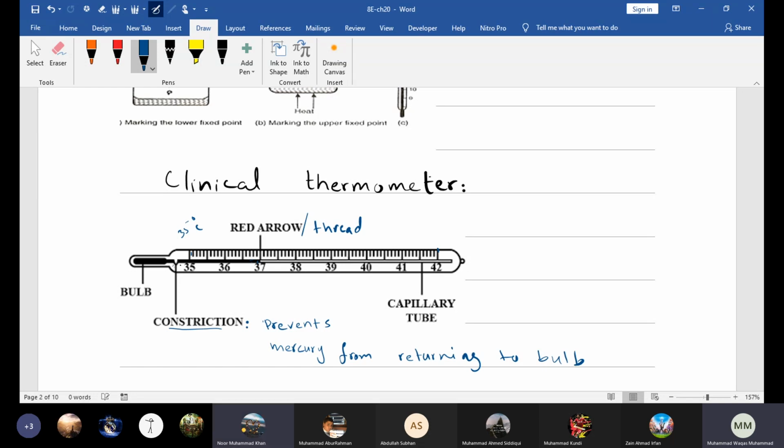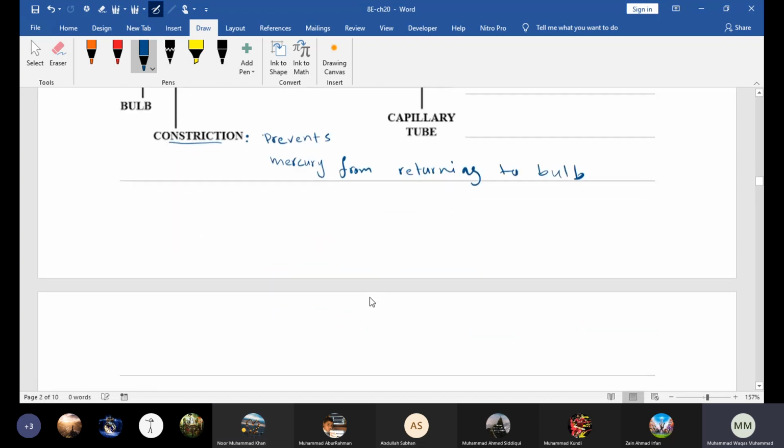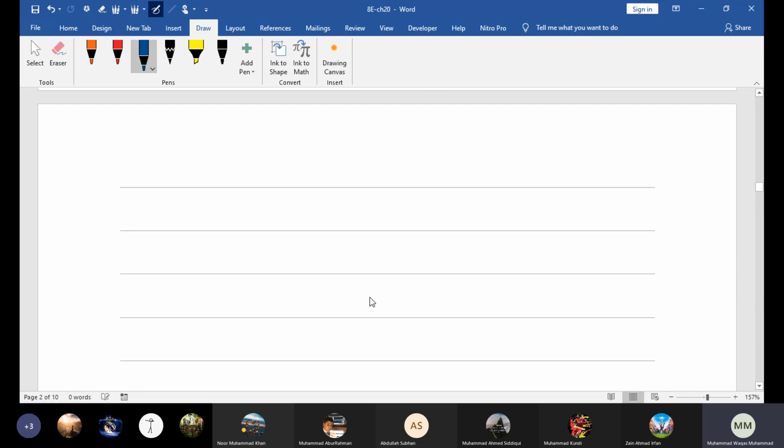Okay. Now next, we're going to discuss the choice of liquid. Usually mercury or alcohol is used. Each of mercury and alcohol has advantages and disadvantages. So we're now going to discuss what the advantages and disadvantages of each are. Clear, beta? Yes, sir.